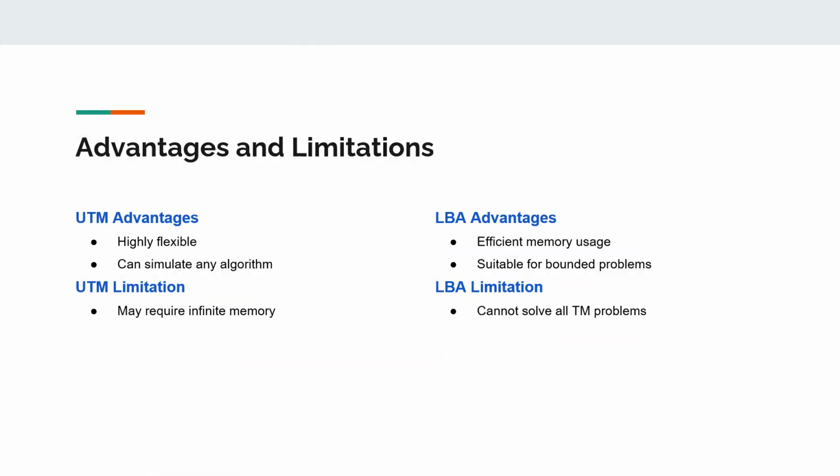The universal Turing machine is highly flexible and can simulate any algorithm, but it may require unlimited memory. On the other hand, an LBA uses memory efficiently and works well for bounded problems, but it cannot solve all problems that a general Turing machine can solve.